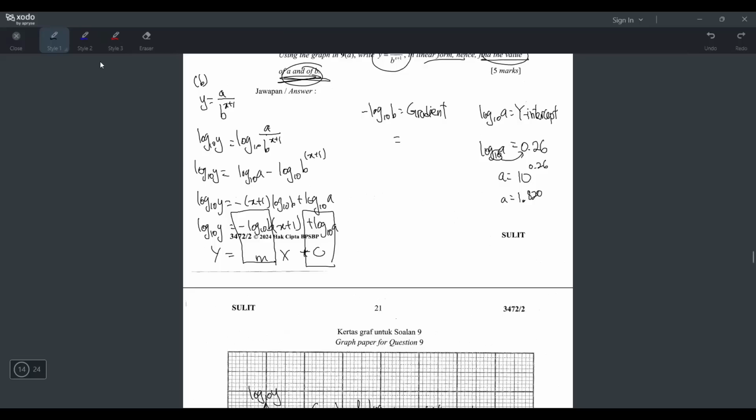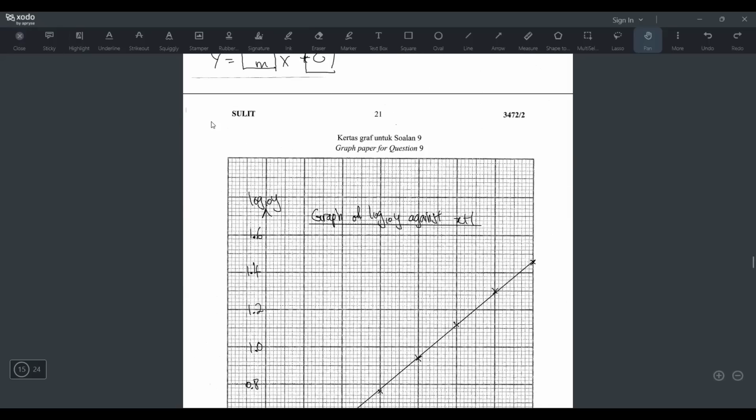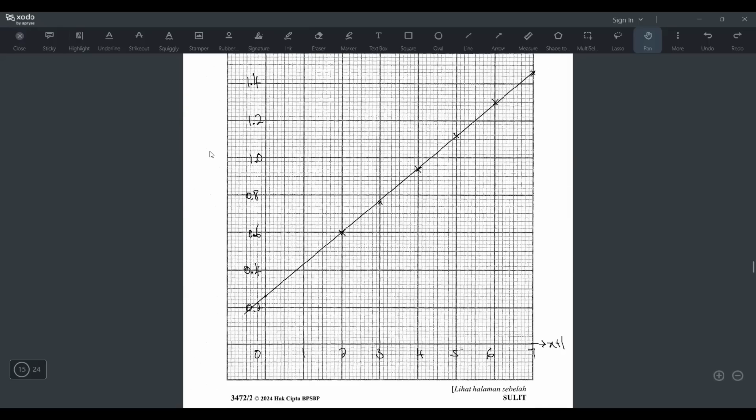Okay, now let's continue for the gradient. So negative log 10b is the gradient. Okay, gradient formula is what? Y coordinate minus Y coordinate divide X coordinate minus X coordinate. But you need 2 points. You need 2 points. So when you find gradient, you kena ada 2 coordinate baru boleh cari gradient. So let's from the graph, we will take 2 coordinate. So any 2 coordinate yang ada passes through garisan ni.